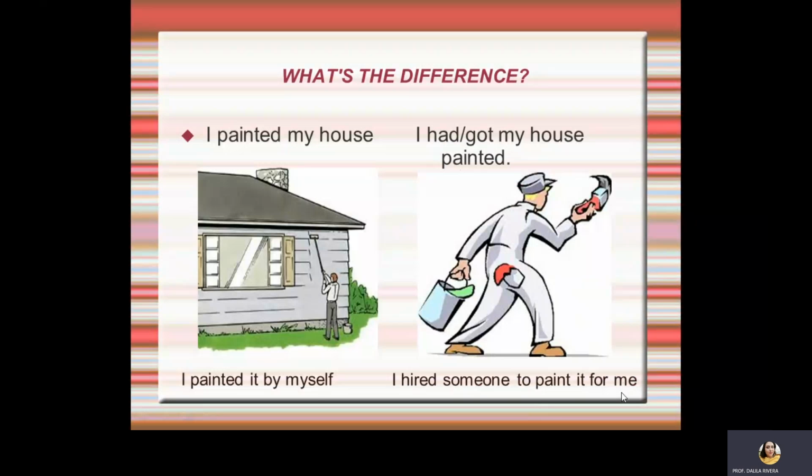So in this case, I painted my house, I did it. I had my house painted, I hired someone to paint it for me. Someone else does the job for me. And this have or get something done is used for services or things, activities that I pay somebody else for, or somebody else does the activity for me.